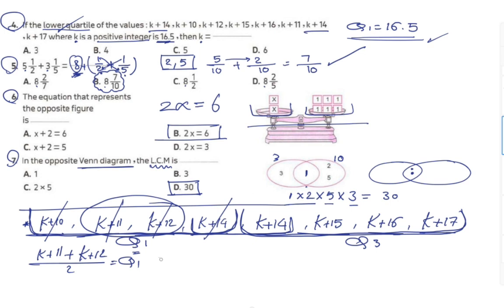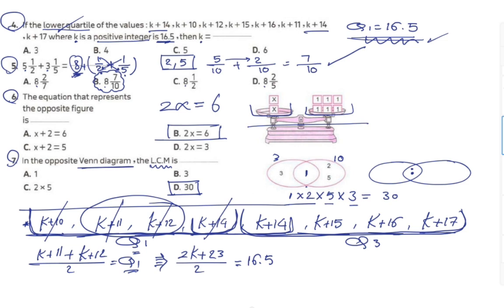Okay. k plus k, 2k. 11 plus 12 equals what? 1 plus 1 is 2, 1 plus 2 equals 3. So 2k plus 23, 2k plus 23 over 2. That's equal to Q1. The Q1 value here is what? It is 16.5. Now I have an equation with one variable.